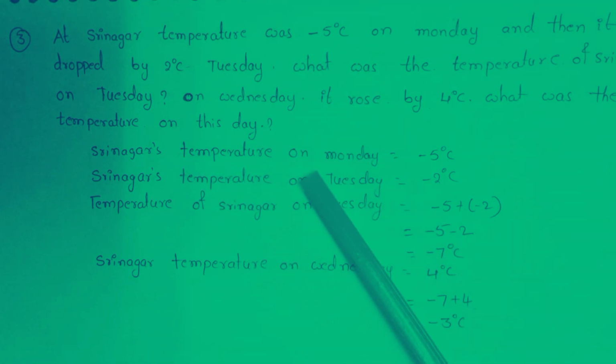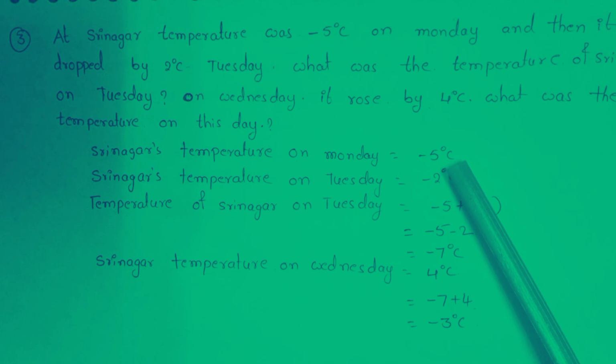So Srinagar's temperature on Monday minus 5 degrees centigrade. Srinagar's temperature on Tuesday 2 degrees dropped. Dropped means reduce. What is the Tuesday temperature? Then minus 5 degrees, reduce it. So minus 5, minus 2, minus 7 degree centigrade. On Tuesday, the temperature is minus 7 degree centigrade.